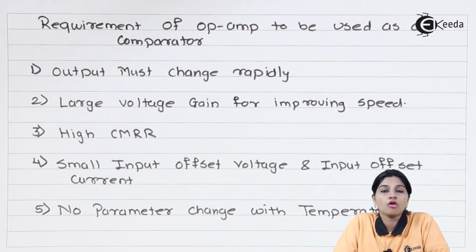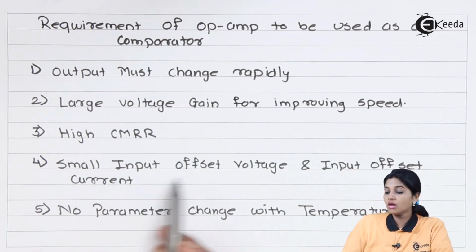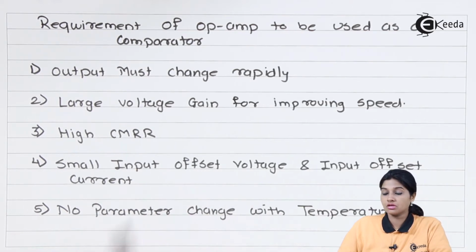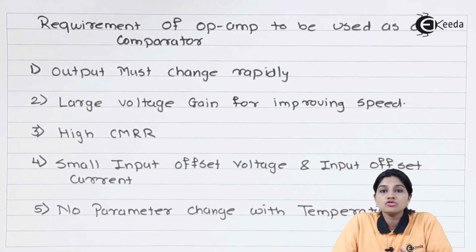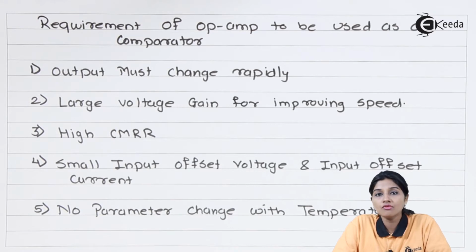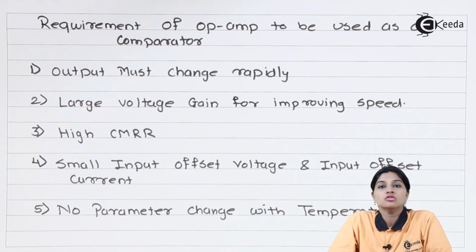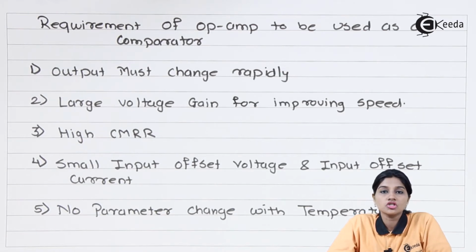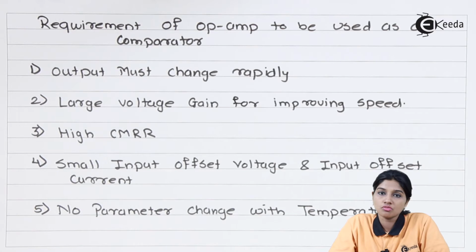The next requirement for op-amp as a comparator is small input offset voltage and input offset current. Ideally, if there is no input signal, the output of the op-amp should be zero, but practically it is not possible. Some amount of voltage is always present at the output even if the input signal is not applied. Therefore, we need to apply some voltage at the input terminal so that the output of the op-amp gets reduced to zero. So the value of differential input voltage that is applied to the input terminals of the op-amp is called the input offset voltage. This value of input offset voltage should be as small as possible.